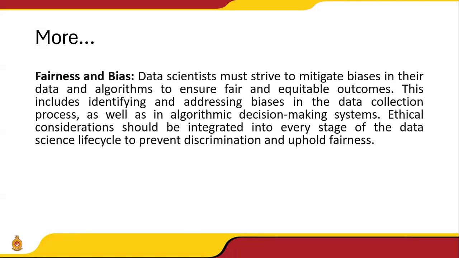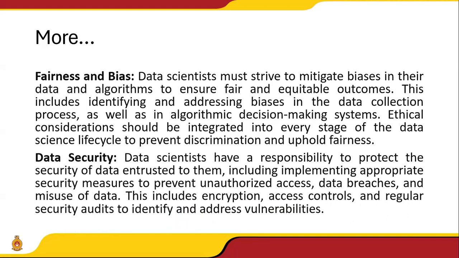Fairness and bias. Data scientists must strive to mitigate bias in their data and algorithms to ensure fair and equitable outcomes. This includes addressing bias in the data collection process as well as algorithmic decision making. Sometimes we are biased toward some set of people, by ethnicity, religion, race, or whatever. Sometimes, if it is machinery data or some personal data, we might be biased. Sometimes we are not fair. So what we have to do is be fair at every edge, to make sure the data is collected and processed in a fair way.